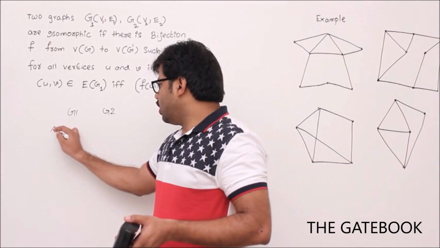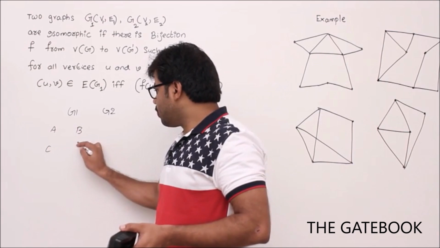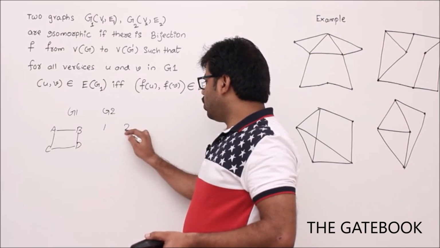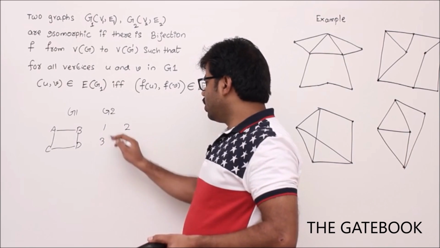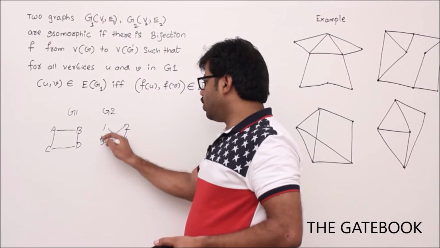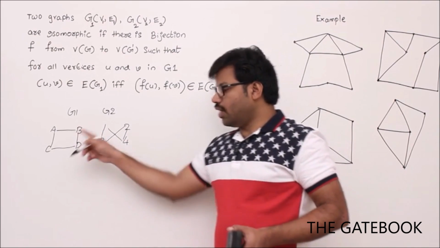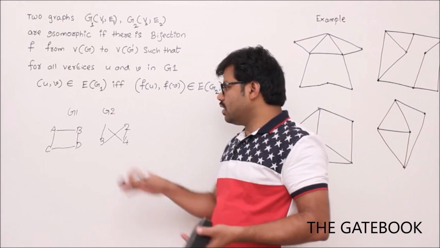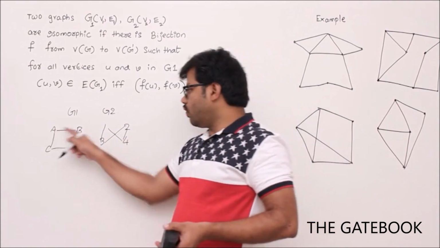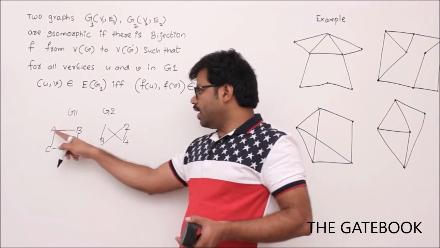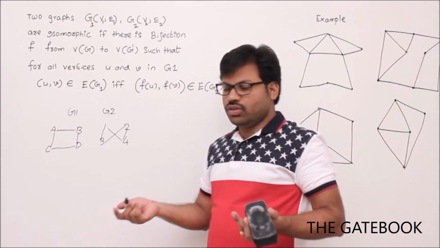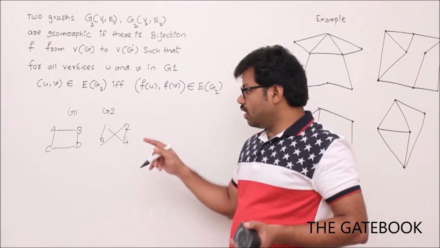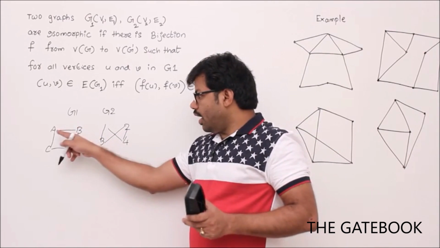Example, let's take two graphs like this: A, B, C, D, and let's draw a cycle like this. Then G2: 1, 2, 3, 4. So 1 to 4, 4 to 2, 2 to 3, 3 to 1. If you see these two graphs, apart from labels, don't worry about labels. Structure-wise, they have the same structure. Here there are four vertices, and every vertex is connected to two other nodes. Here also every vertex is connected to two other nodes, and not more.